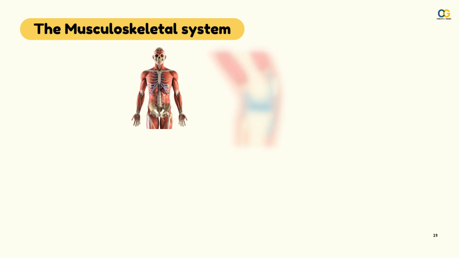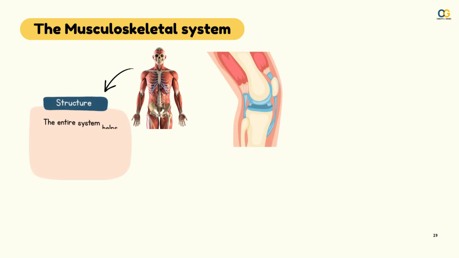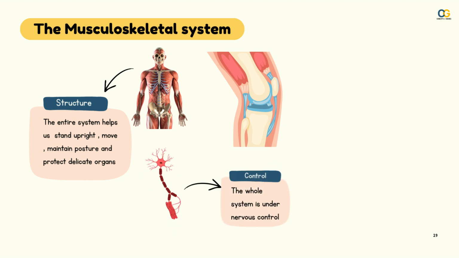Let us look at the musculoskeletal system in our body and how a movement or a voluntary action occurs. The entire musculoskeletal system helps us stand upright, move, maintain posture, and also protect delicate organs. And this whole system is under nervous control.